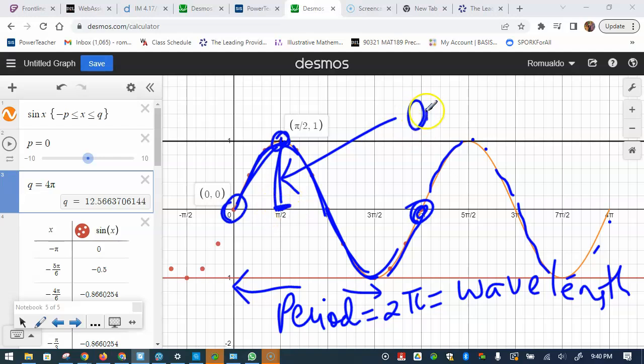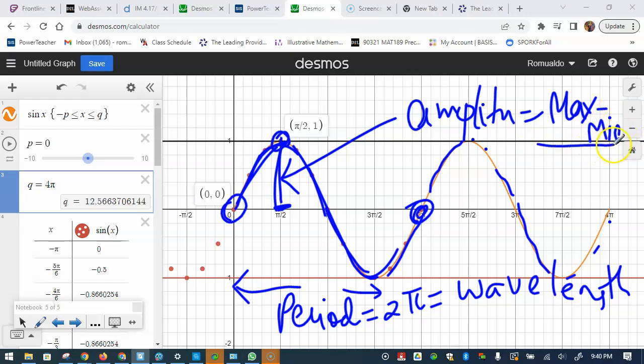Or there's another way to remember amplitude: it is the maximum minus the minimum, divided by 2. So in this example, the maximum is 1 and the minimum is minus 1. Minus minus 1 will be plus, and if you work this out, you get 1. That's it.